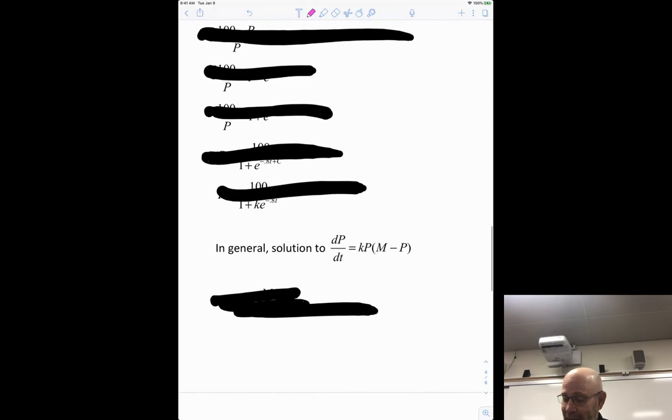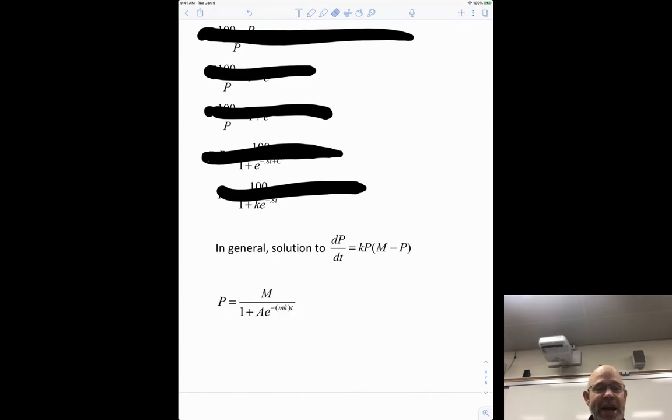But I'll just tell you right now, in case you want to write this down and move along, that this is the actual solution to the equation. So M over 1 plus A e to the negative, I'm going to write that out so you can see it a little better. Sorry, P equals M over 1 plus A e to the negative. That is the same M. I know it looks a little different there.